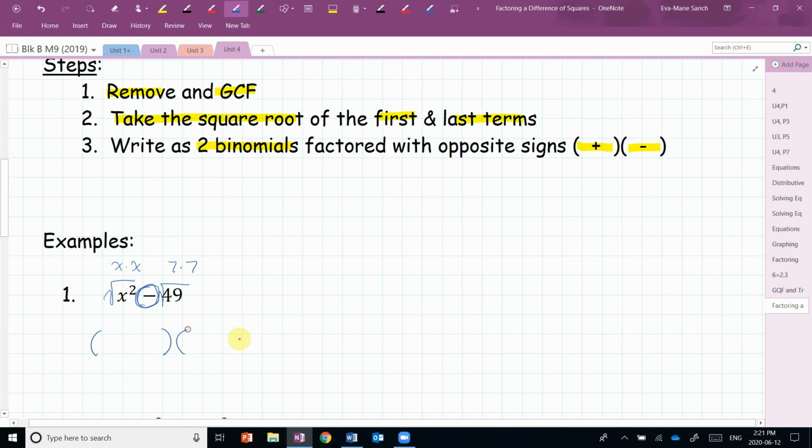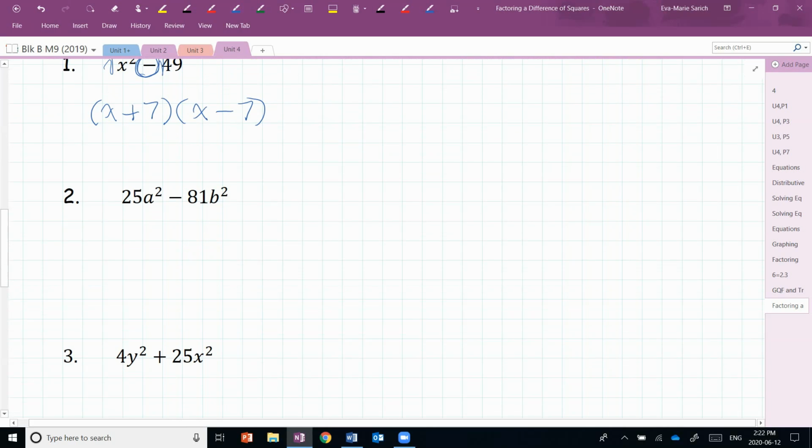So it becomes two binomials. If we take the square root of x squared, we get x, so our first terms become x in both binomials. If we take the square root of 49, it becomes 7, so the two second terms are a 7. One becomes a plus and one becomes a minus. And it's as easy as that. It doesn't matter, you could have written the minus first and the addition after that.